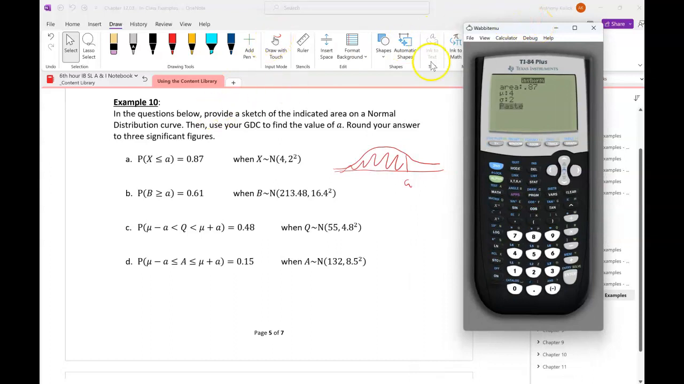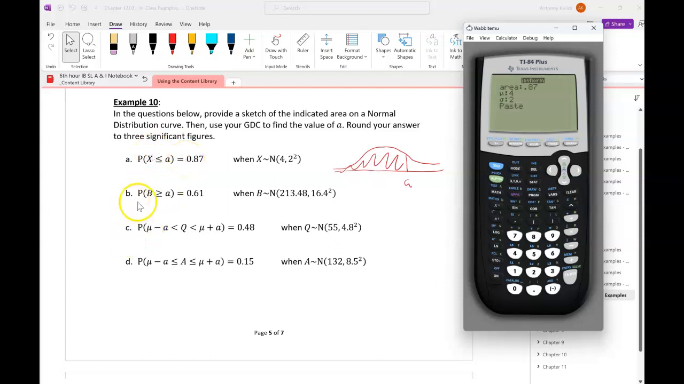So you should be doing inverse normal. So second, vars, command 3. Vars is right below the down arrow. That says inverse normal. So 0.87 is the area. 4 is the mean. 2 is the standard deviation given to us right here. Here's the hook, guys, though. To use inverse norm, it has to be written as a less than problem.